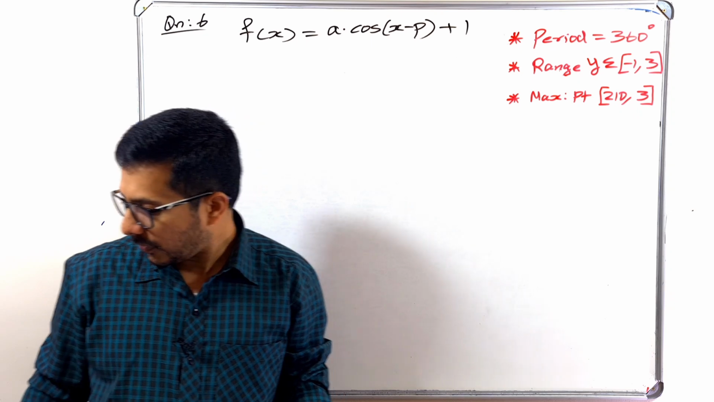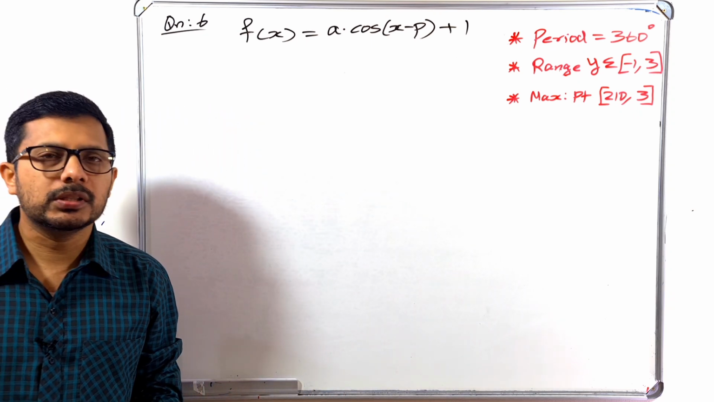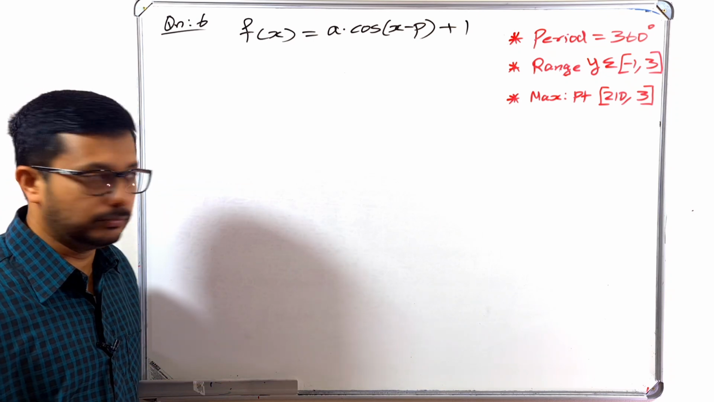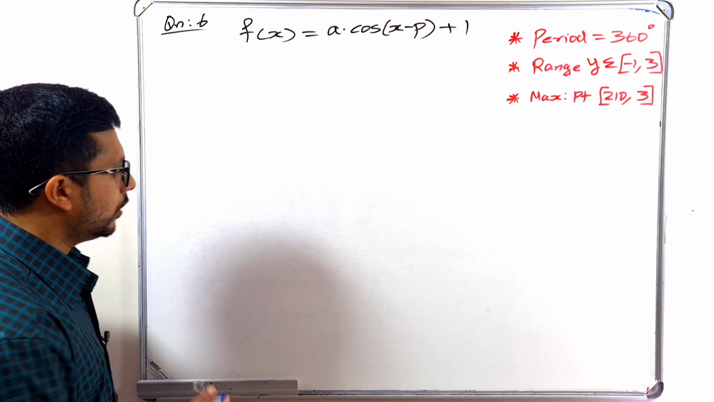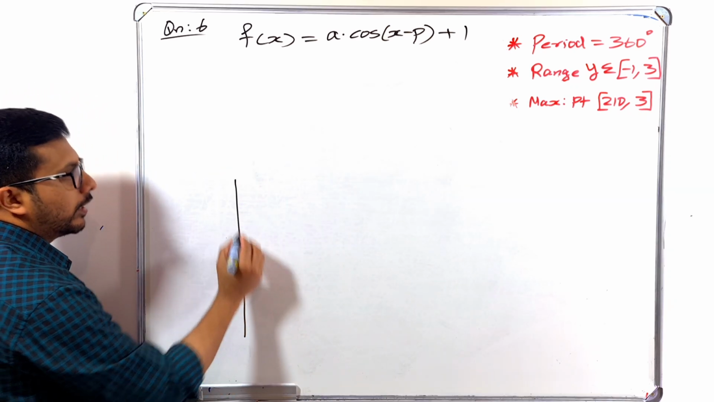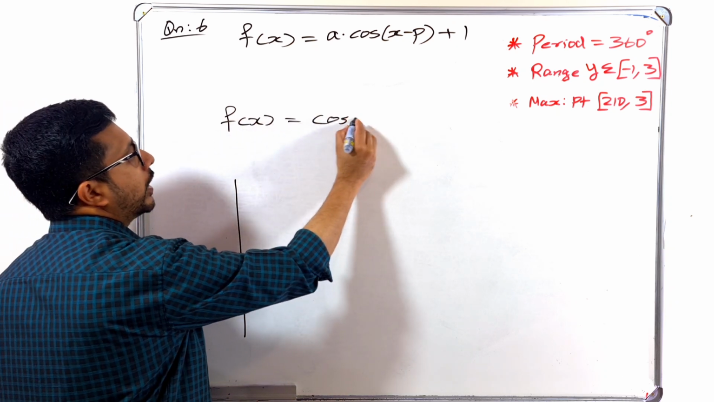Before we do this one, it's a little bit of a tricky question, but you can easily find it once you understand. So try to understand like this. I'm going to draw a normal cos x graph. Let's say f of x is equal to cos x.